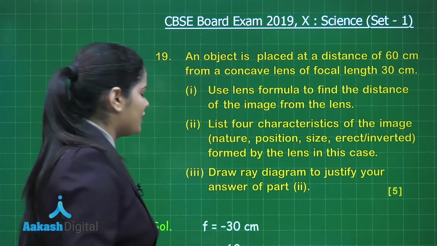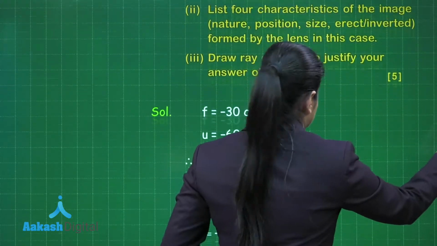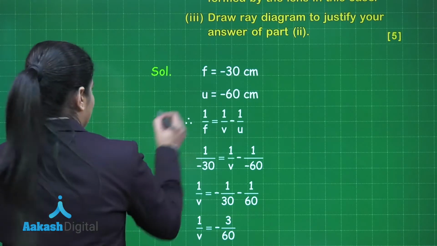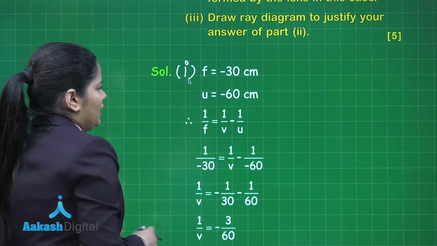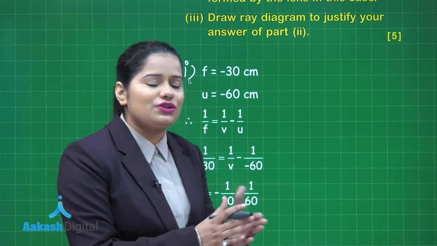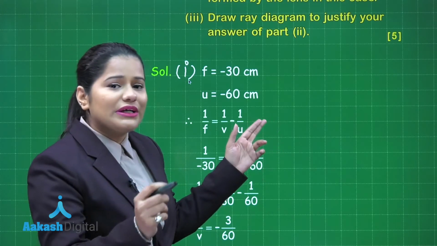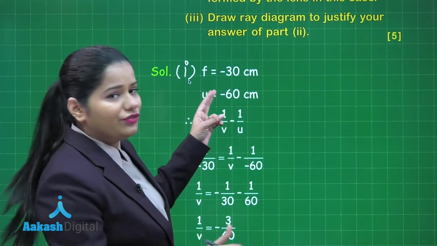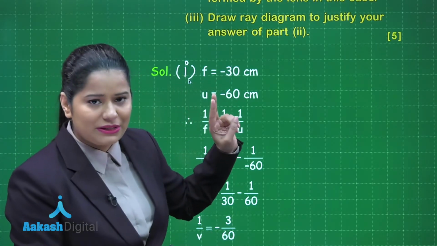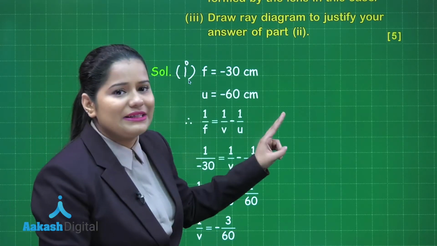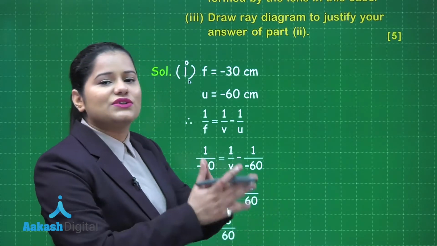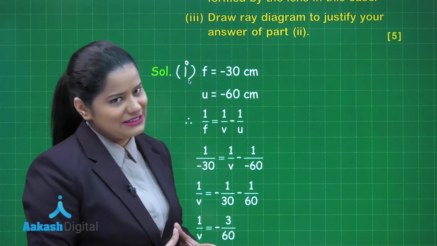So in the first part of the question, we need to find out the image distance by using the lens formula. Here you can see I have already solved it. First of all, in the exam you are required to mention what is given to you in the question. So you are given a concave lens of focal length 30 cm. You need to keep in mind that the focal length of a concave lens is always going to be negative. So you need to mention there f is equal to minus 30 cm. Object distance is 60 cm, and you are again going to put the negative sign in this case because we know object distance is always measured opposite to the direction of the incident light.